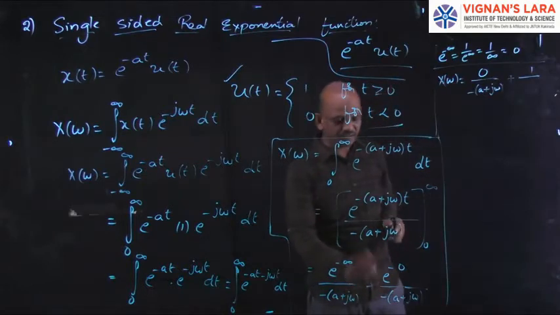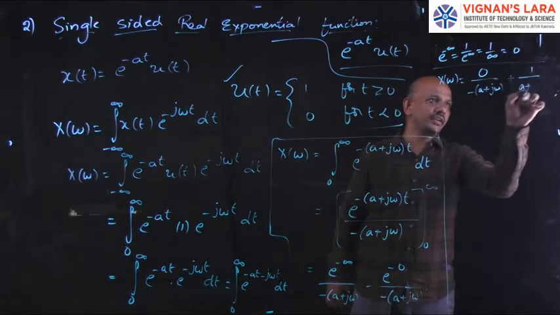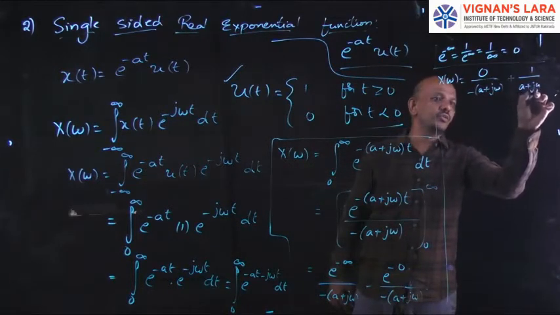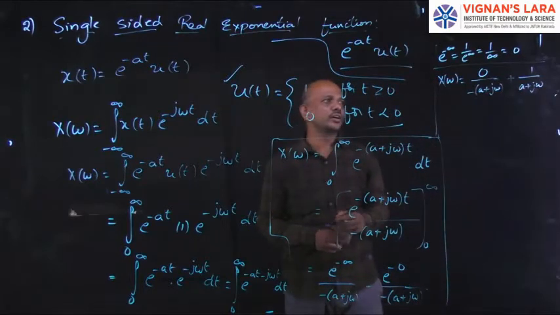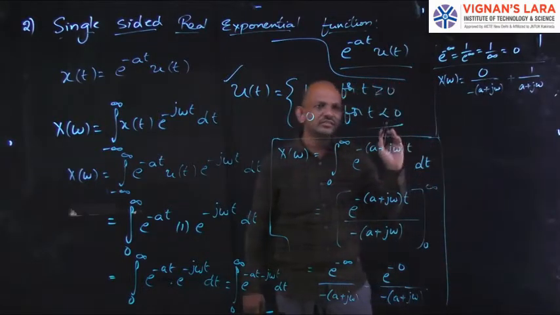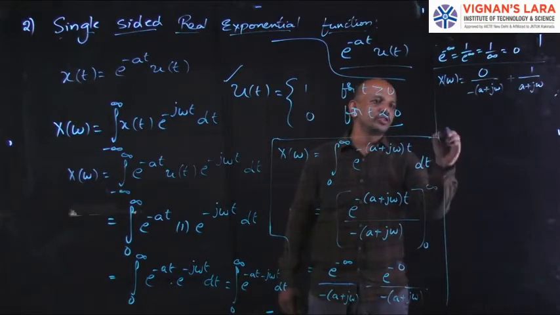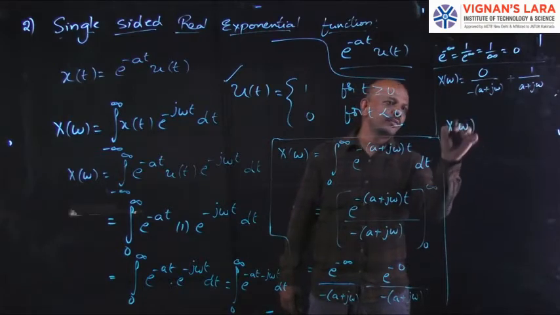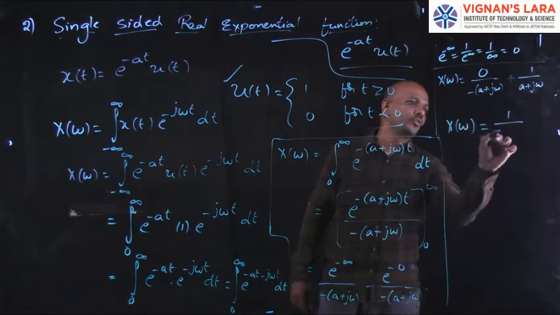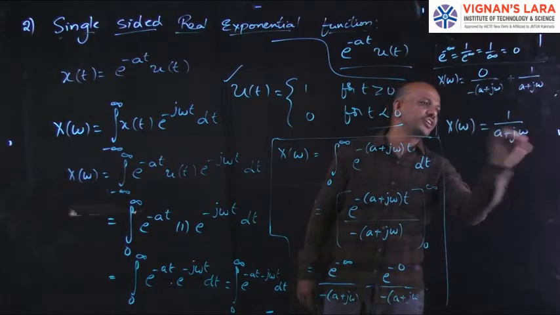Divided by minus of minus already becomes as plus. So I can simply write a plus j omega. So 0 by anything is 0. So the value of this one is 0. So finally X of omega will be equal to 1 by a plus j omega.